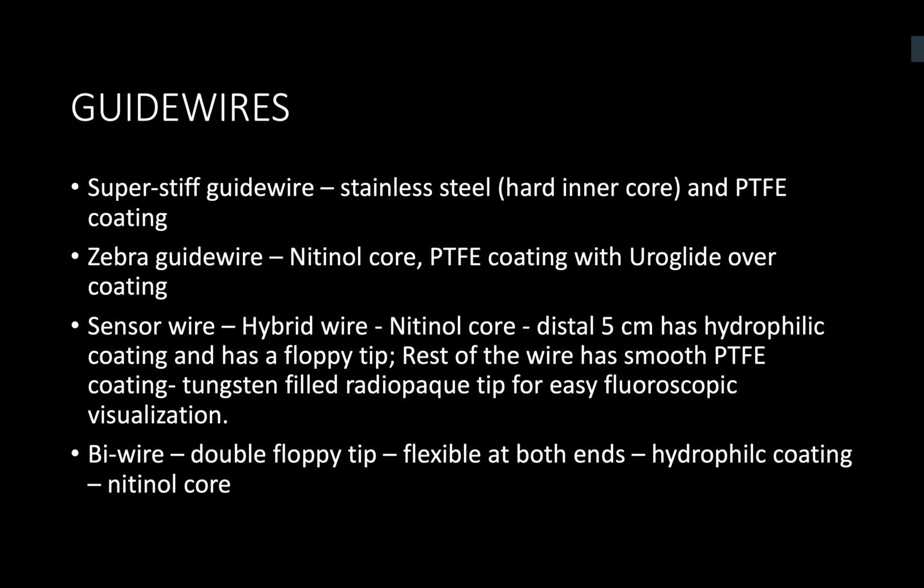What is a bi-wire? I'm sorry, I've not come across this before. The only difference is that everything else is the same, but it has got a double floppy tip, so it is flexible at both ends. So if you are very concerned regarding the damage of flexible scopes with the tip of the guide wires, then you can use a bi-wire. Not popular, but still might be asked, especially because we are moving more towards the only flexible ureteroscopies era.